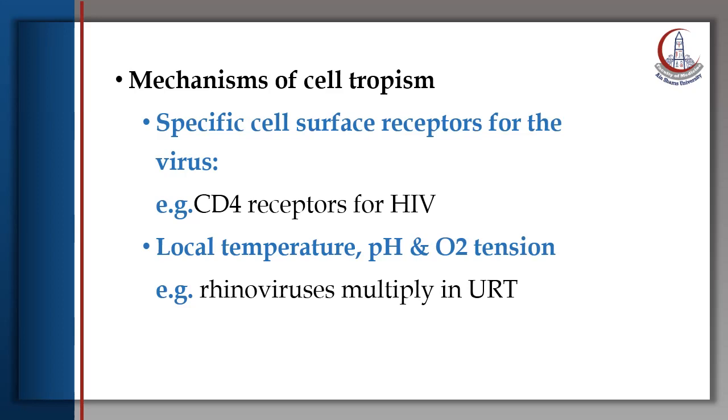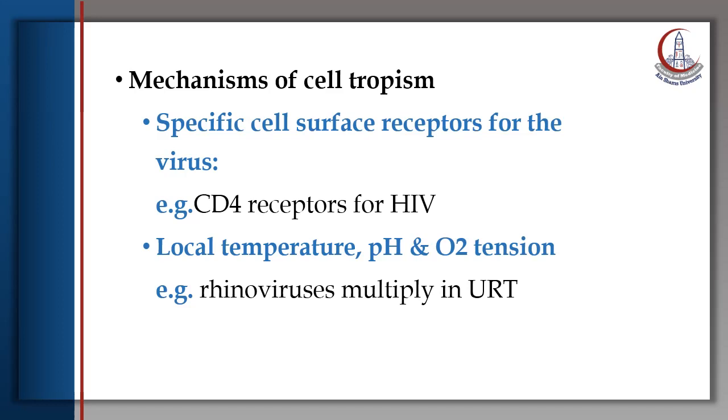Mechanism of cell tropism. What is cell tropism? Cell tropism means the virus affinity for specific body tissue. Why does the virus prefer specific body tissue?